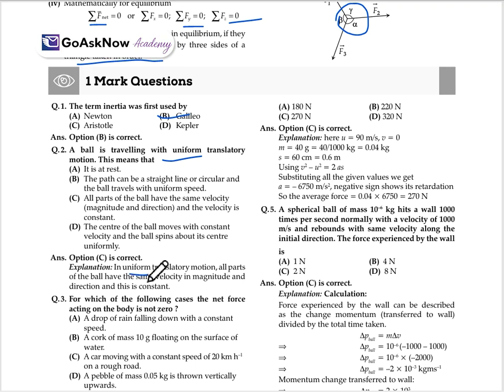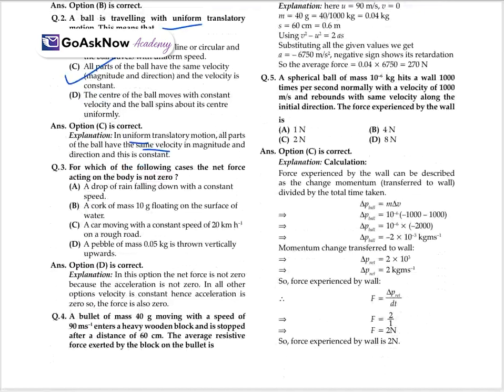As the motion is uniform, we conclude that the same velocity will be there, with constant magnitude and direction. So option C will be correct. All parts of the ball have the same velocity, magnitude, and direction. The velocity is constant.